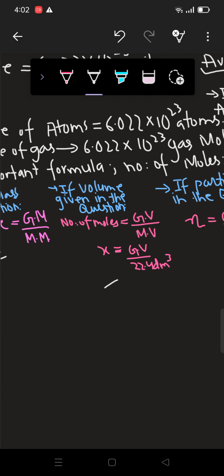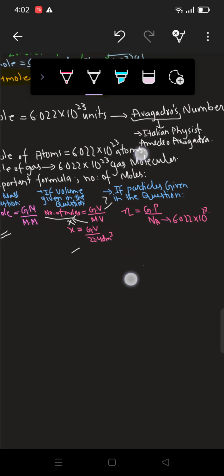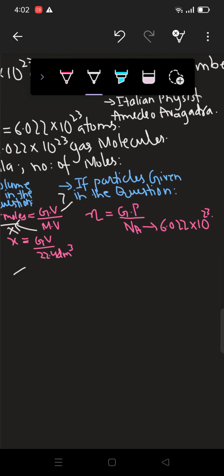But if the number of mole is already given in the question and they are asking you to find the given volume, then again you need to use the same formula, number of mole is equal to given volume per molar volume. In that case, molar volume will be multiplied with the number of mole, thus you will have your given volume, right? Come to the third one, which is again a very important formula to find the number of mole.